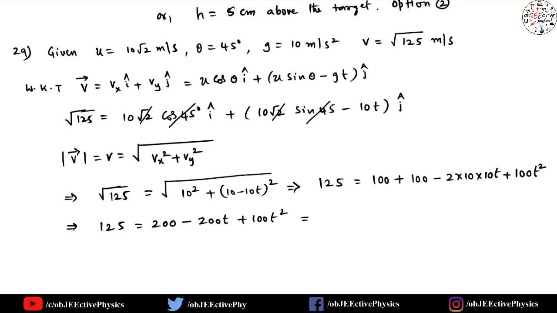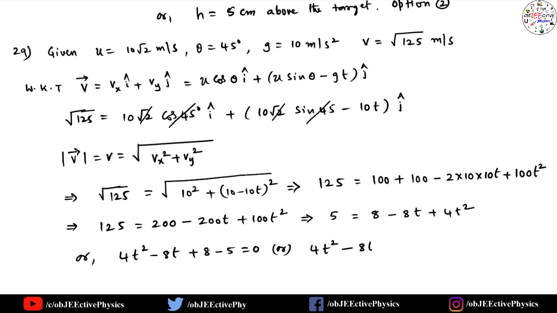Now, if it is divided by 25 on both sides, 25 times 5 is 125, 25 times 8 is 200, so 8 minus 8t plus 4t square, or 4t square minus 8t plus 8 minus 5 is equal to 0, or 4t square minus 8t plus 3 is equal to 0.